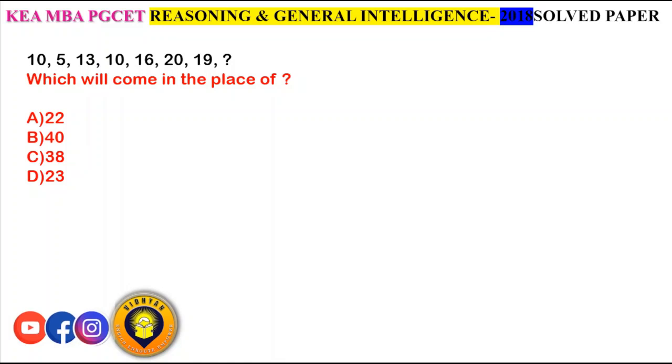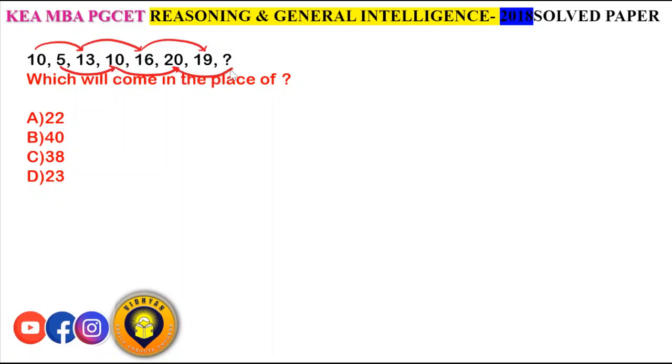Which will come in the place of the question mark: 10, 5, 13, 10, 16, 20, 19, question mark. Now here, if you see in alternate fashion, that is 10 and 13, the number is increasing by 3. 13 to 16, number is increasing by 3. 16 to 19, number is increasing by 3. Similarly, from 5 to 10, the number is increasing by 5, 10 to 20, increasing by 10. That means you can say double of 5 is 10, double of 10 is 20.